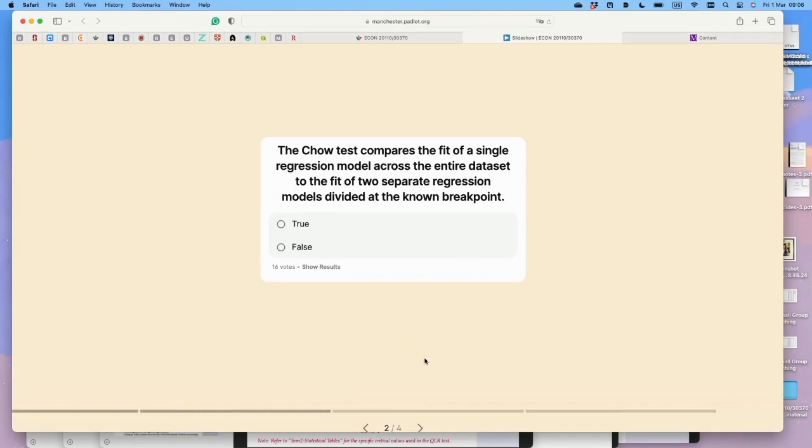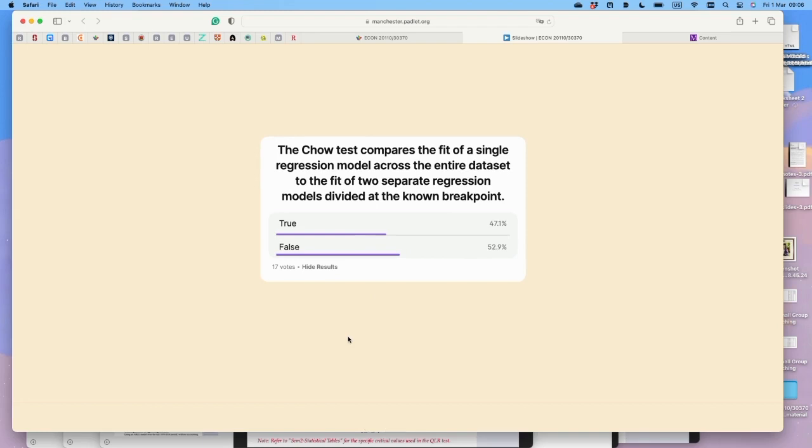So the first question: the Chow test compares the fit of a single regression model across the entire data set to the fit of two separate regression models divided at a known breakpoint. So this is related to what we discussed on Monday. Do you think this is true or false? Now think about what the Chow test was.